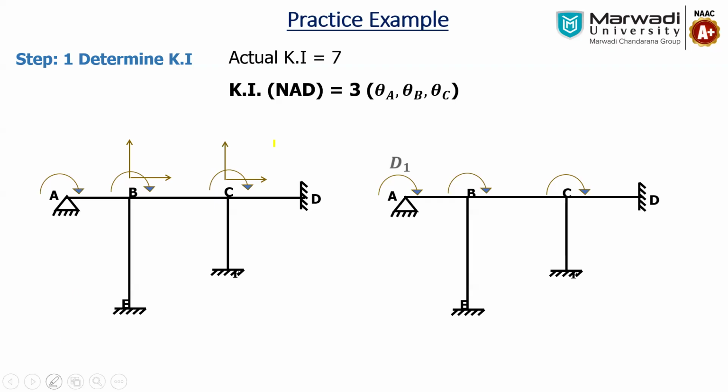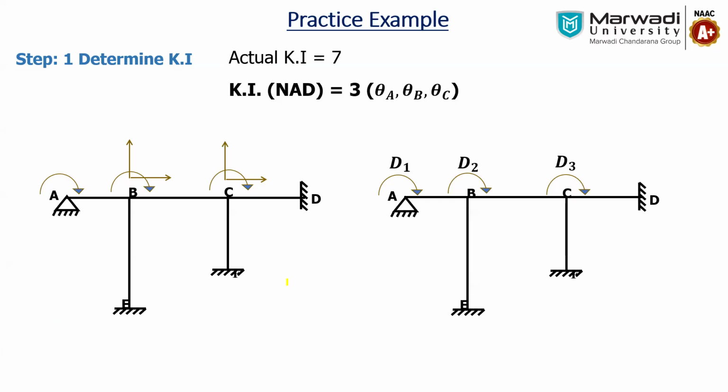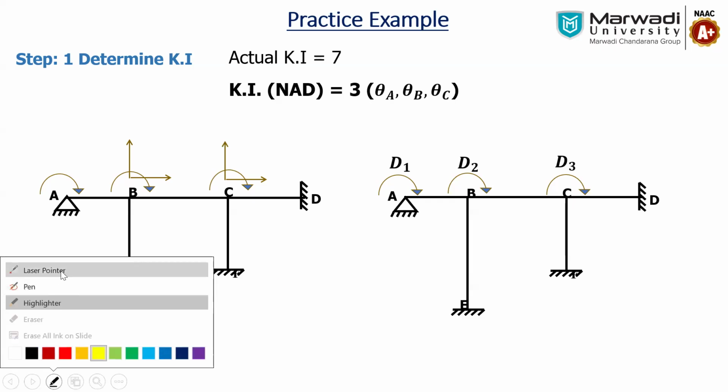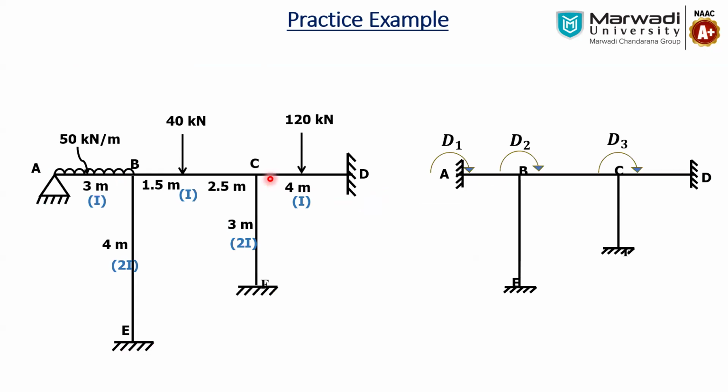Next, we will represent those as D1, D2, D3, and here we will consider them in a clockwise direction only. Next, for this frame, as we have decided, we are restraining the structure at D1, D2, and D3.